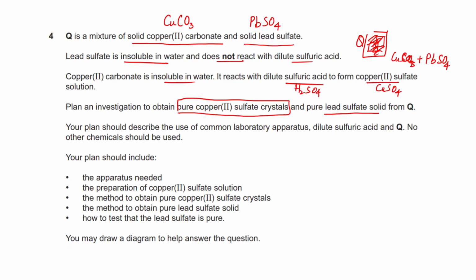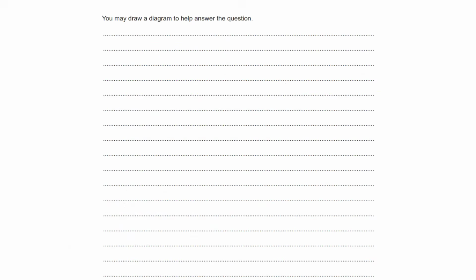Okay. Your plan should include number 1, the apparatus needed. Okay, the preparation of copper sulfate solution. Okay, the method to obtain pure copper sulfate crystals. Okay, the method to obtain pure lead sulfate salt. Okay, how to test that the lead sulfate is pure. Okay, so you have to check purity as well. So you may draw a diagram to help answer this question. Okay. So let's start with, first of all, the apparatus needed.